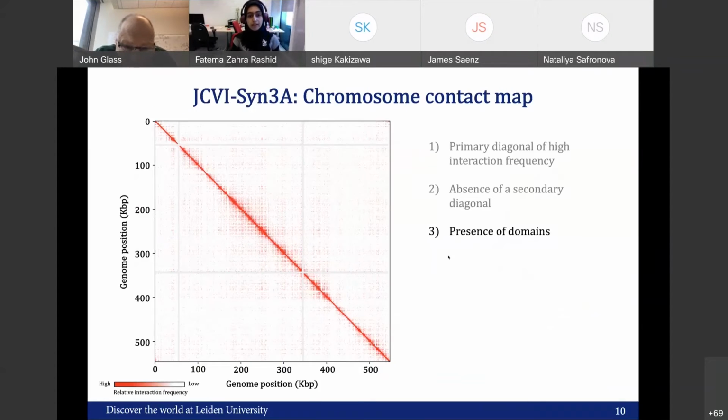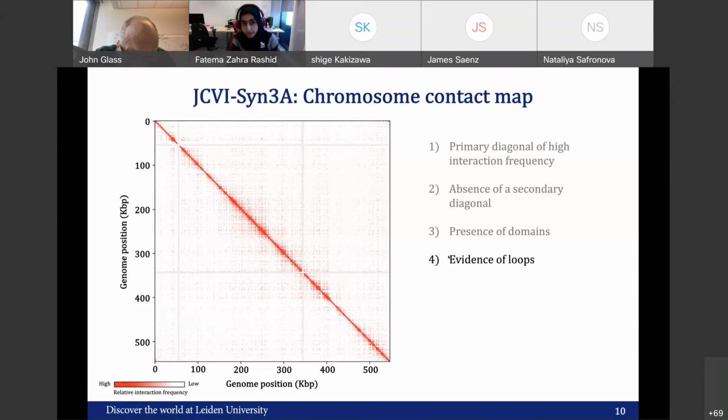So this map also shows us that the chromosome of Syn3A is organized into domains. Now, domains are regions of the chromatin where these regions have a higher frequency of self-interaction than with regions outside the chromatin segment. And this appears as squares of high interaction frequency along the main diagonal, and that is rather visible over here. This region also shows you a hierarchical organization because you see these denser squares that collect into a larger one.